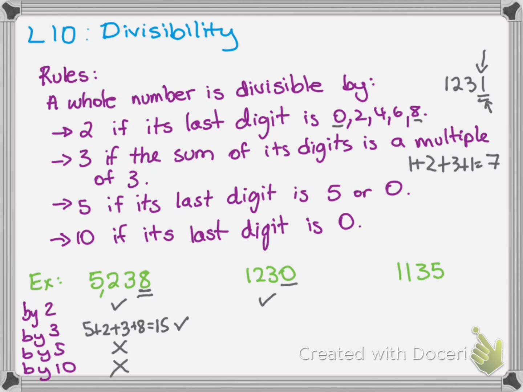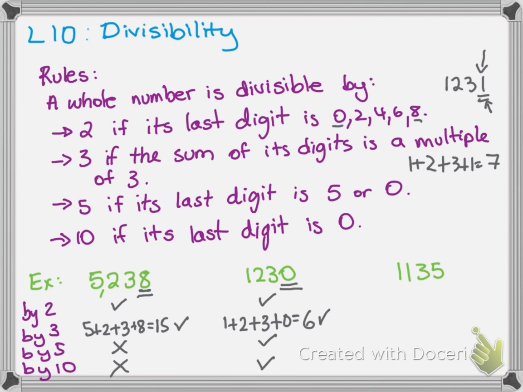To see if it's divisible by 3, we just have to add the digits. And in this case, the answer is 6. And 6 is a multiple of 3. So that number is divisible by 3. Then for 5 and 10, we look at the last digit again. And since it finishes in 0, it's divisible by 5 and by 10.